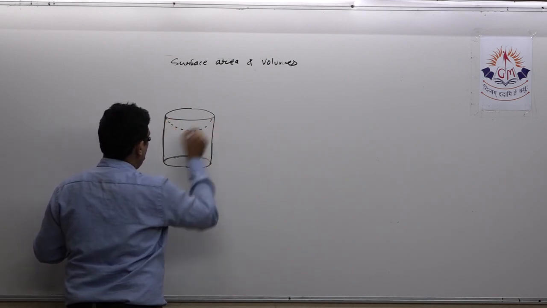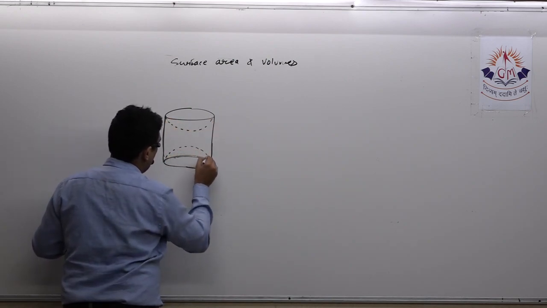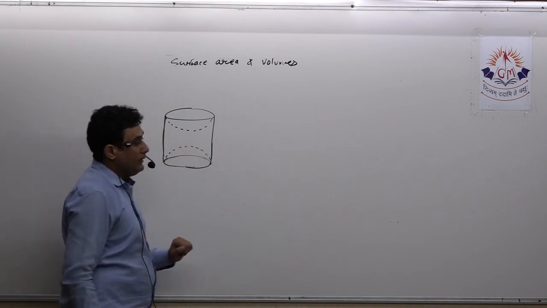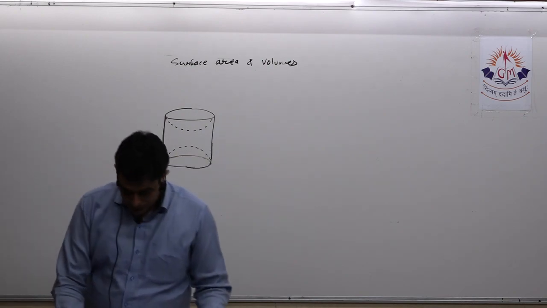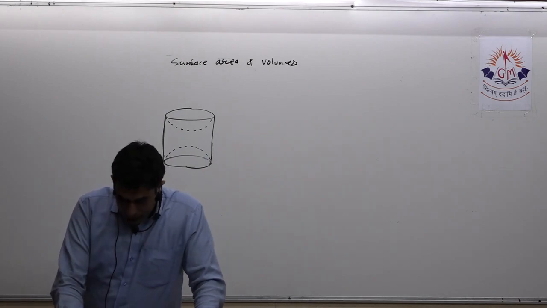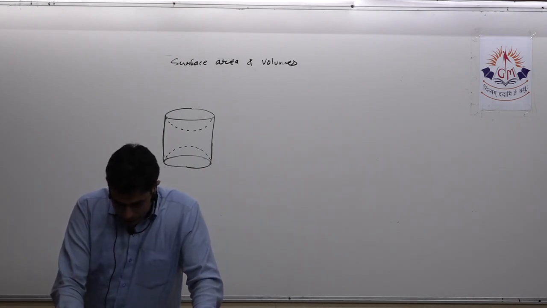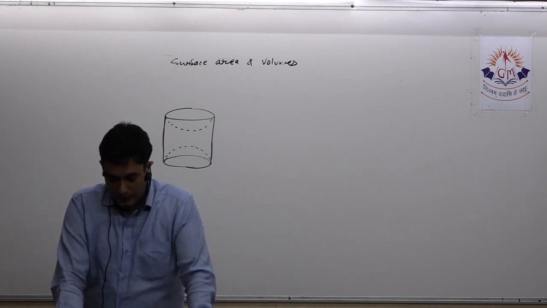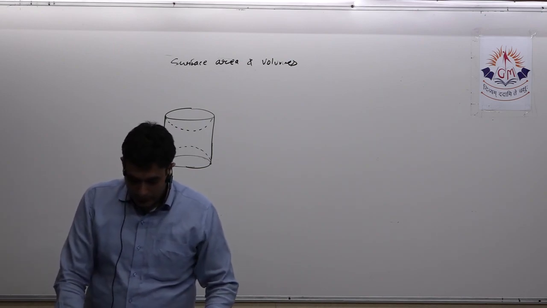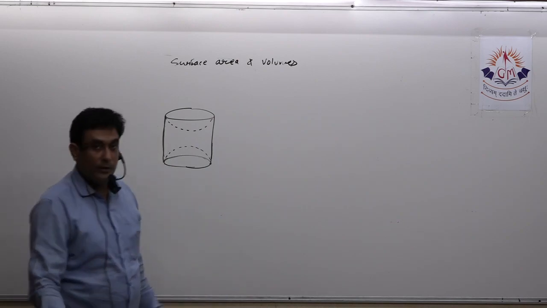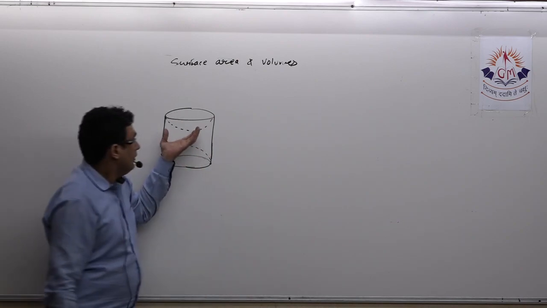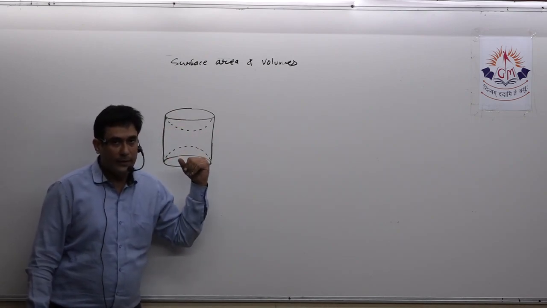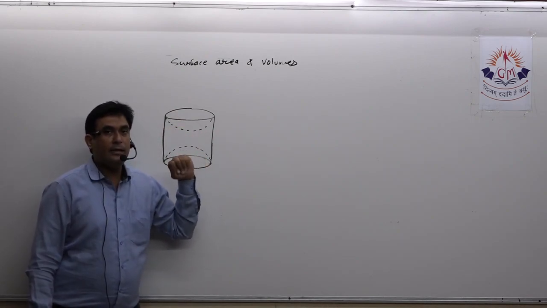You can see the diagram in the material itself. A hemisphere is taken out from this, then we have to find the total surface area of the article. Again, the radius of the base and the height of the cylinder are given. So see, when you take out something, definitely volume will decrease, but area will increase.